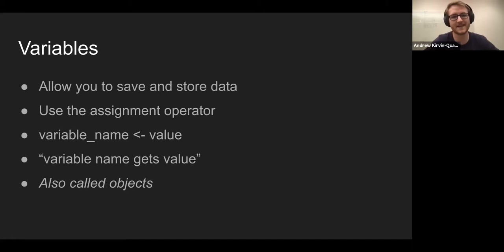So variables allow you to save and store data. They're also called objects, for reasons that I don't really understand, but I think everything in R is technically an object, so that's why there's also another word specifically for variables. The way that you store data in a variable is by using an operator called the assignment operator. It's these two characters here, and it's intuitive in that it's saying this is added into the variable.